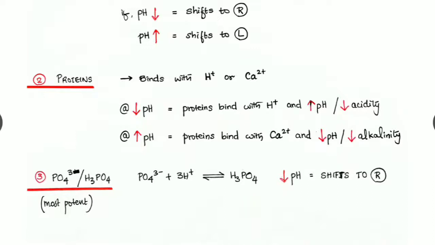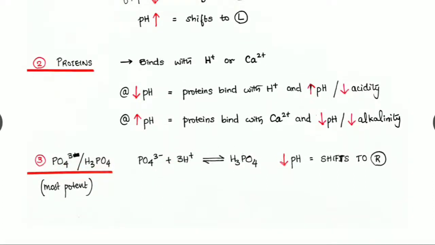Just opposite to this, if the pH is very high, which means the blood is more alkaline in nature, then the protein binds with calcium ion, it neutralizes the calcium ion, and thus decreases the alkalinity and decreases the pH, shifting more to the acidic nature. These are the roles of the proteins.